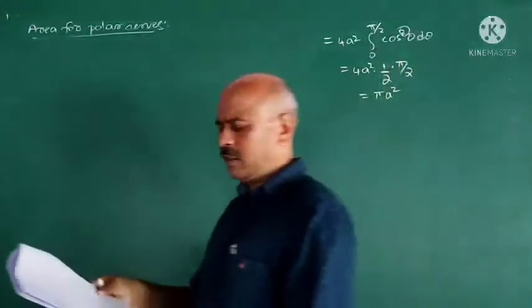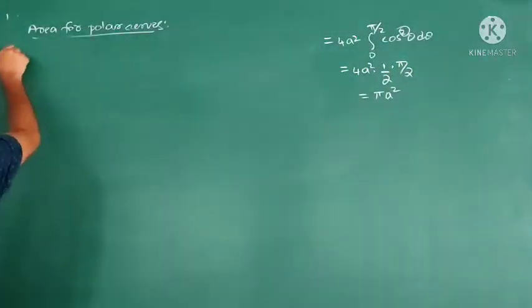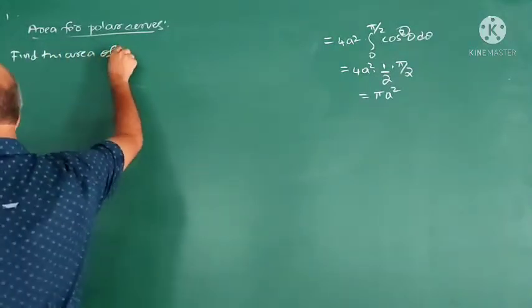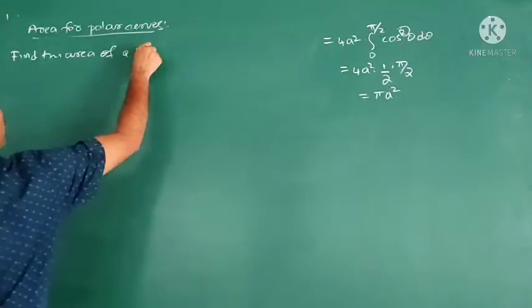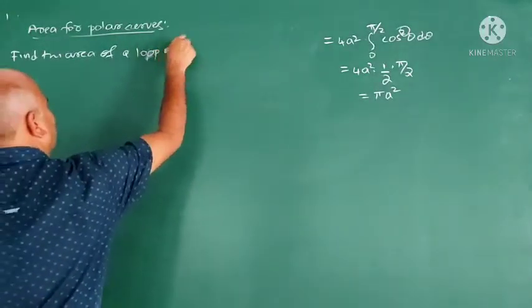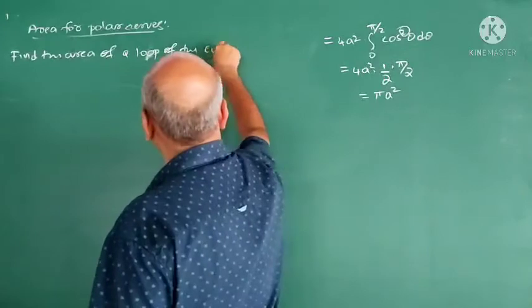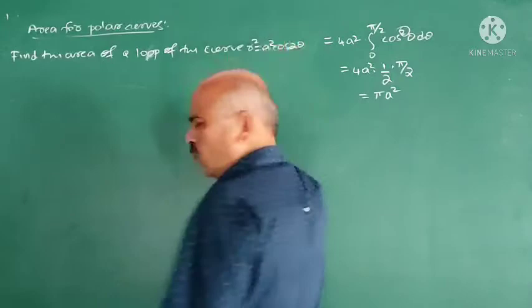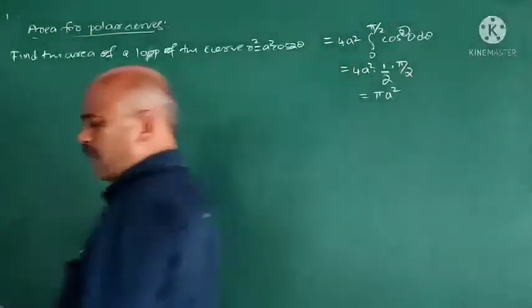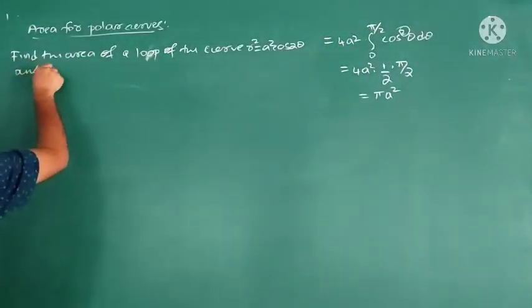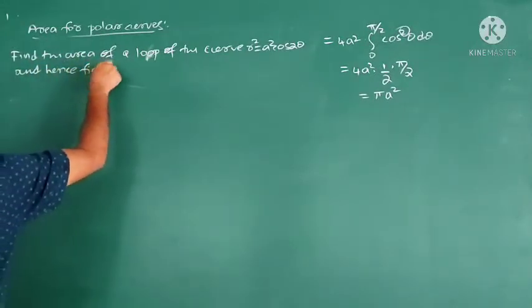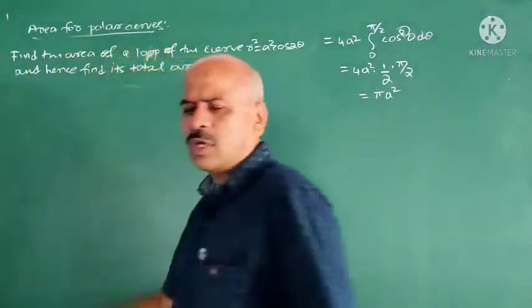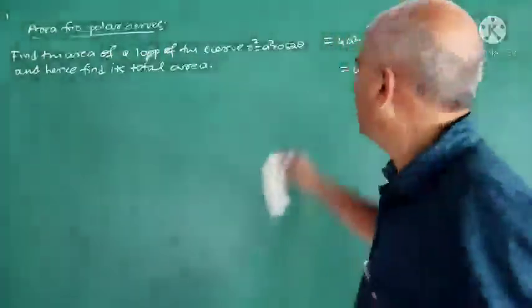Now I consider this. Find the area of a loop of the curve r square is a square cos 2 theta. Loop of this curve. And hence find its total area. This already we have discussed.